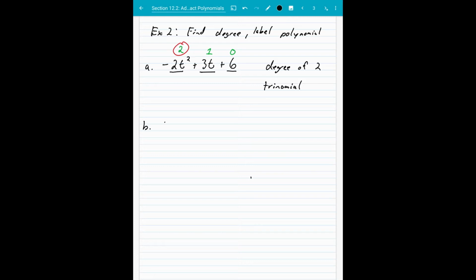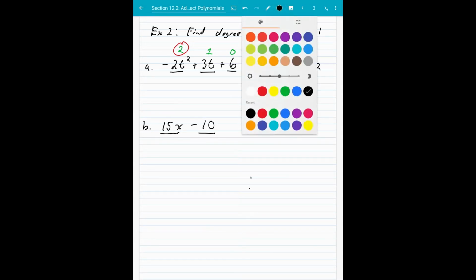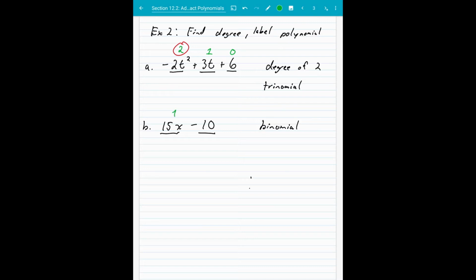If we look at B, this one says 15x minus 10. So if it's easier, you can do it the other way around. Is it a monomial, binomial, trinomial, or polynomial? Here, it's got 2 terms, so it would be a binomial. And then we want to look at the degree for each term. This one would be 1.